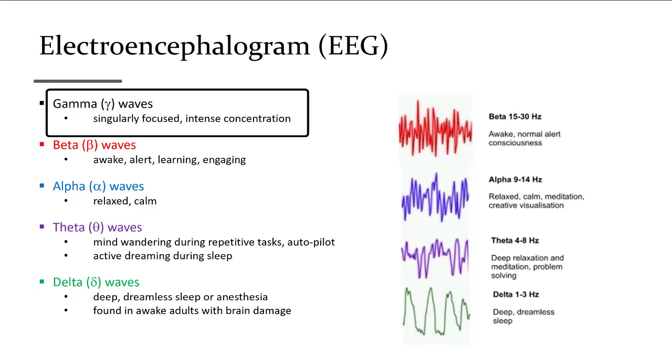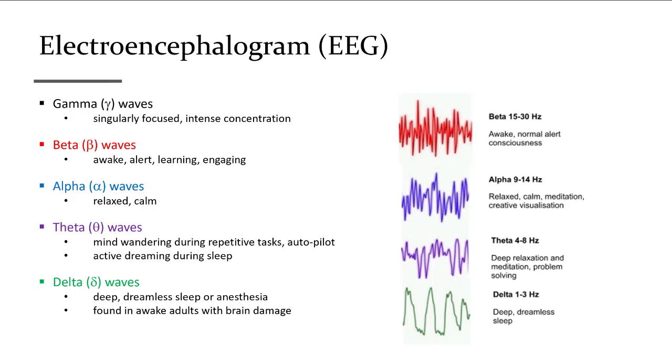Gamma waves predominate in a person that is experiencing intense focus and concentration that excludes all other sensory input. These waves are seen in high-level musicians focused on music, or other high-functioning individuals that are so focused on their task that they're oblivious to everything around them.